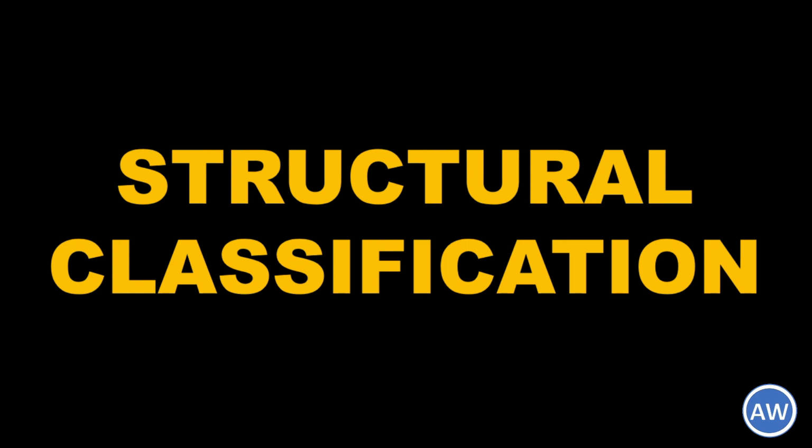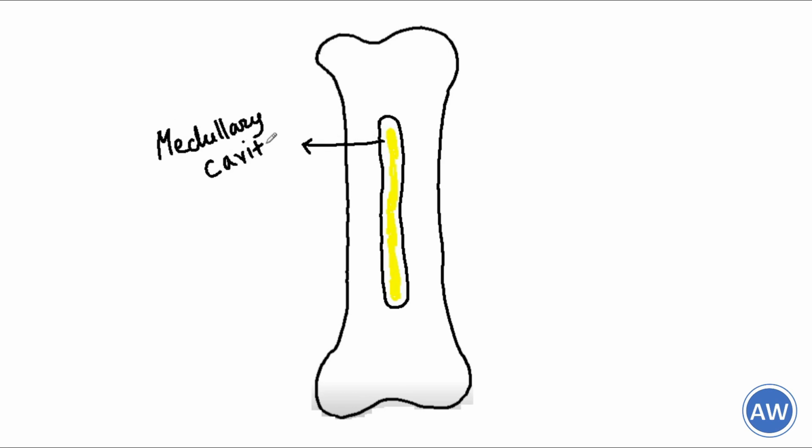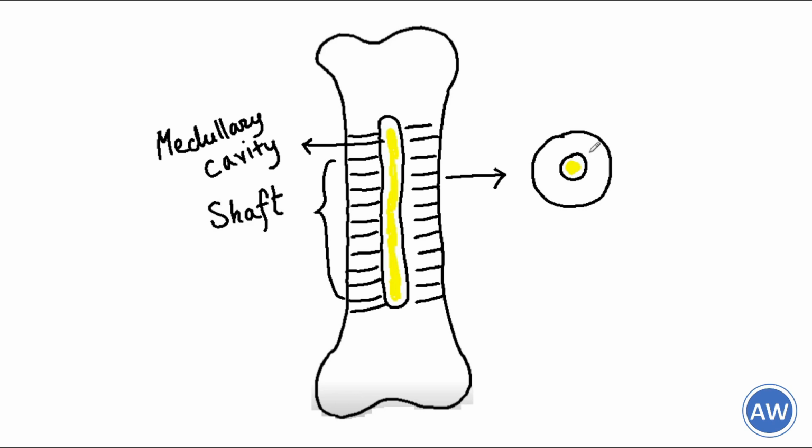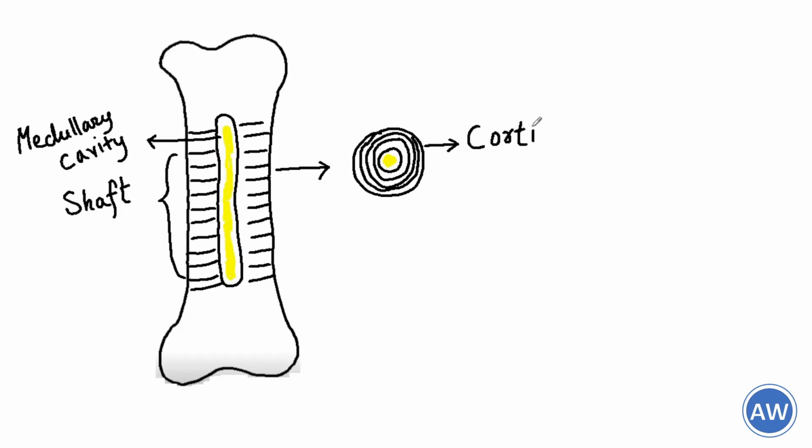Now, according to the structural classification, if we see a long bone with the medullary cavity inside, the part which lies in the middle consists of bony tissue which is tightly packed. It makes up 80% of the skeletal tissue mass with a high bone content and less porosity. It contributes prominently to the mechanical strength. This part present within the middle of the bone, that is the shaft, surrounding the medullary cavity is called the cortical bone or the compact bone.